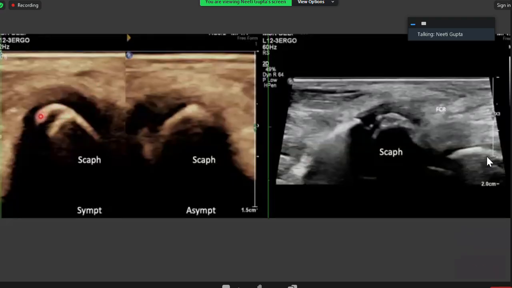So here we can see a double curvilinear shadow in the region of the scaphoid. And as we can see on the asymptomatic side, we do not see this double curvilinear structure. And on the longitudinal images also, we are seeing these two lines, two linear areas. The FCR tendon is seen coursing over the scaphoid, and this is the distal tubercle of the scaphoid bone.